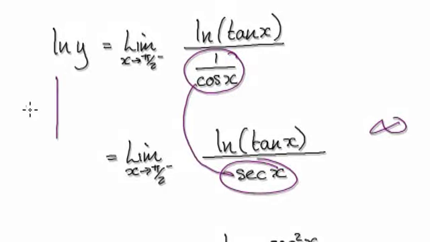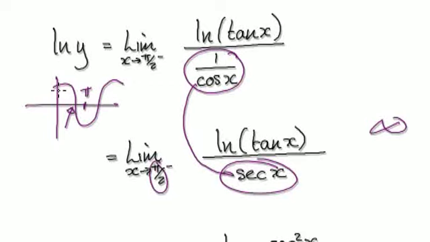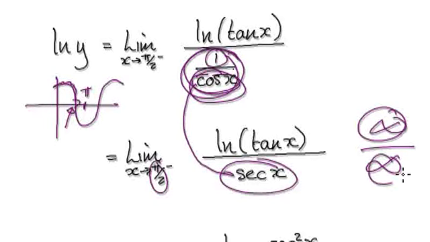If you look at cos, it will look like this. So this is pi over 2 here. As x tends towards pi over 2, cos will be 0. And then you've got 1 divided by 0 here. This thing is going to head towards infinity. So here you've got infinity over infinity. So it's an indeterminate form.